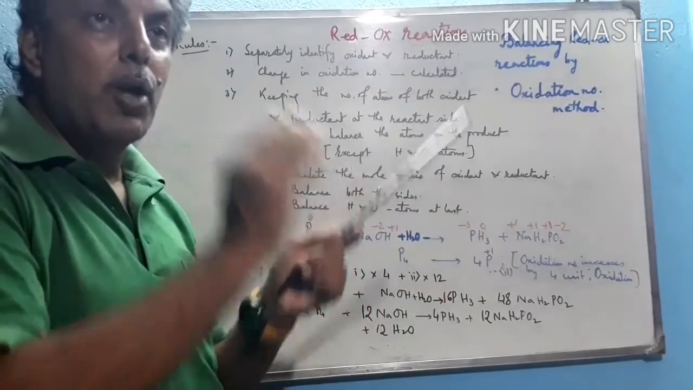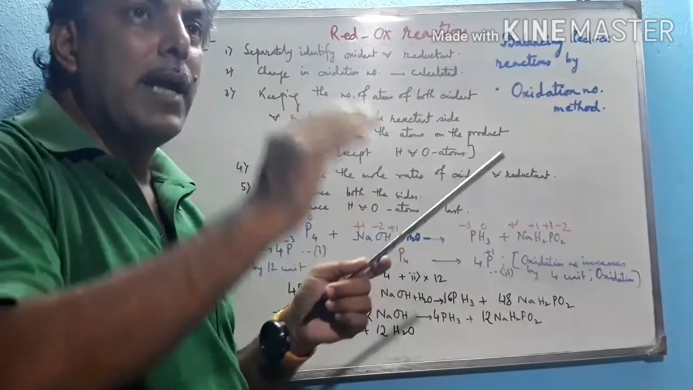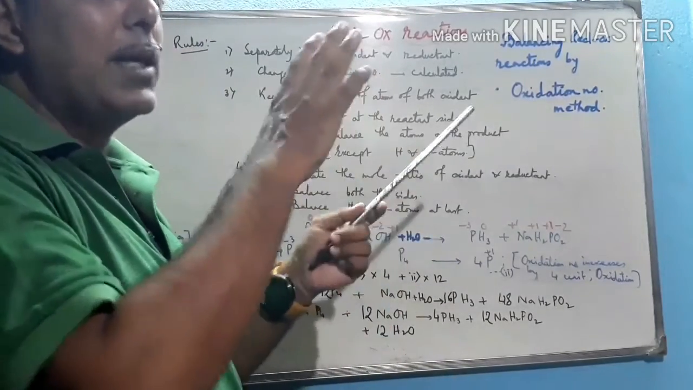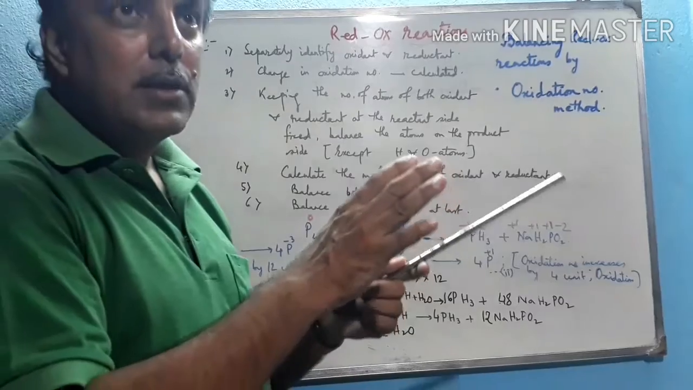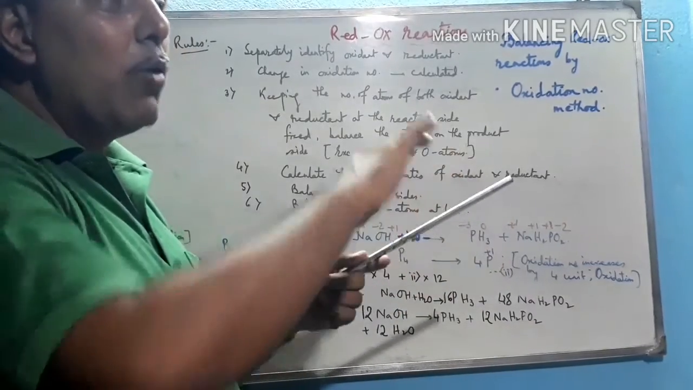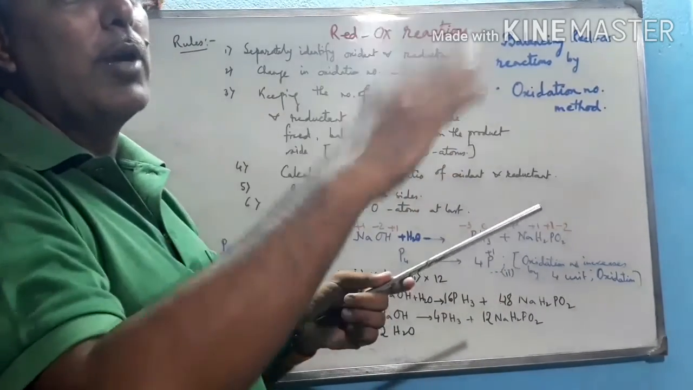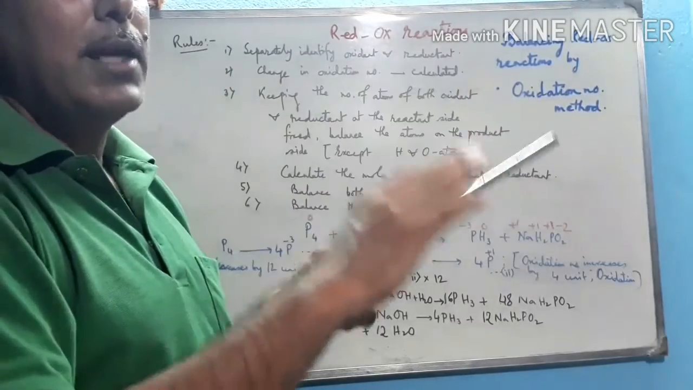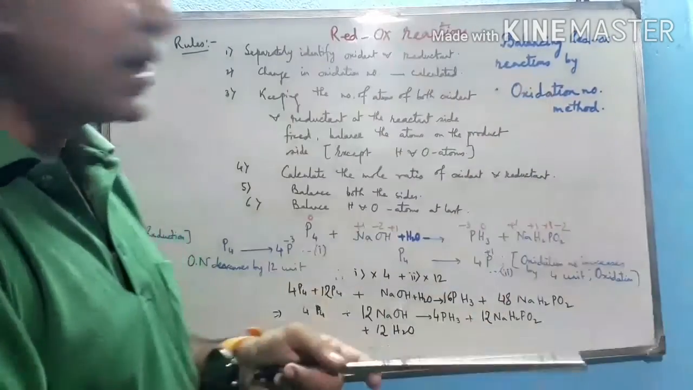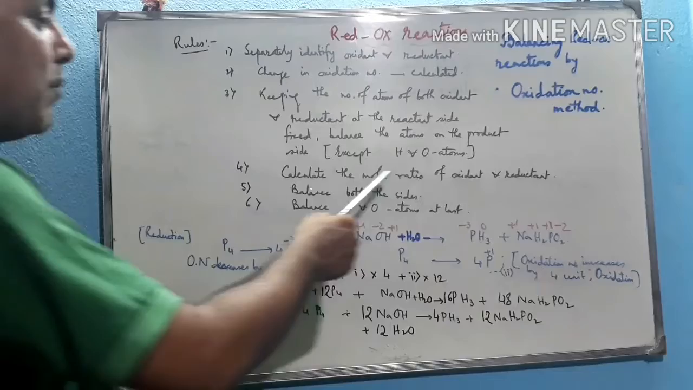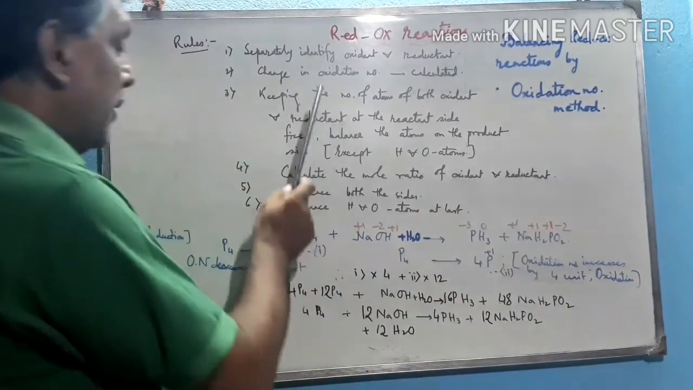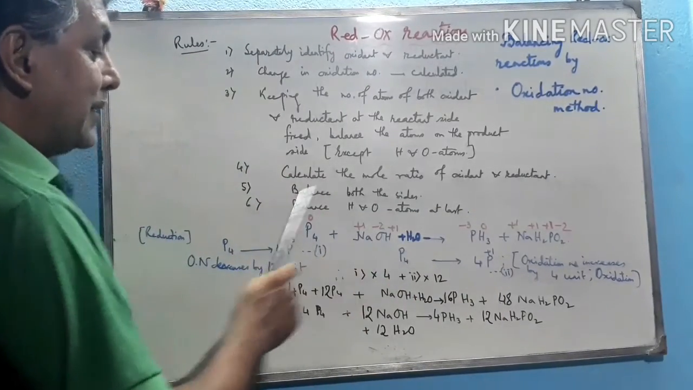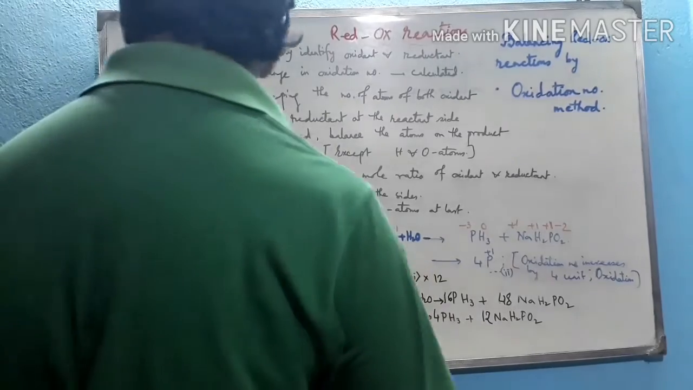Keeping the number of atoms of the oxidant as well as the reductant on the left hand side, that means on the reactant side, fixed, and with respect to this, we have to balance the number of atoms of the oxidant and reductant on the product side. Now calculate the mole ratio of oxidant and reductant. Fifth, balance both the sides, balance hydrogen and oxygen atoms at last.